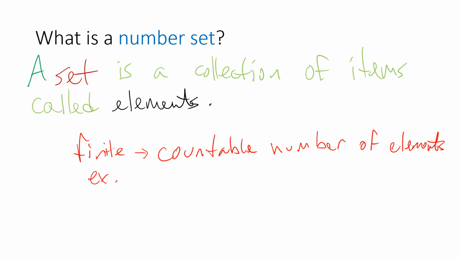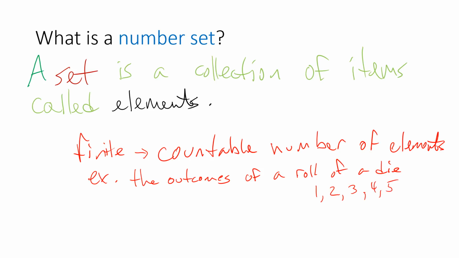Example. The outcomes of a roll of a die. So that means when you roll a die, you could roll a 1, or you could have 2 dots, or 3 dots, or 4 dots, or 5 dots, or 6 dots, but that's it. So you got 6 finite different outcomes.